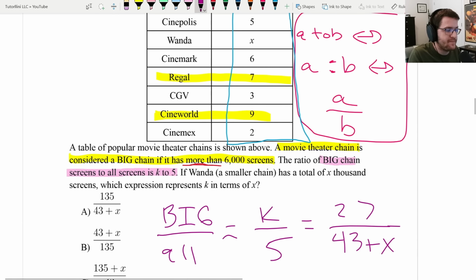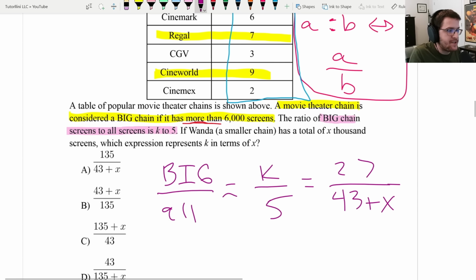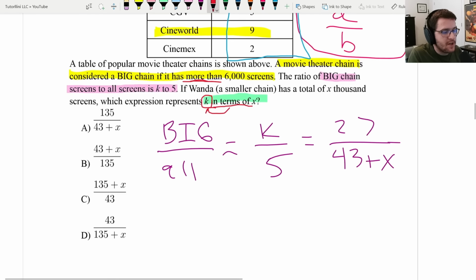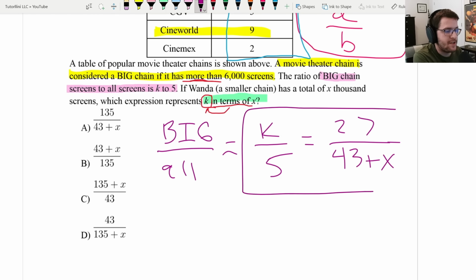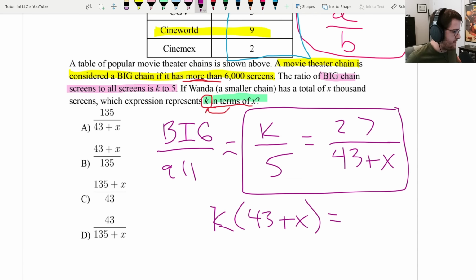Now this question is asking us to get k in terms of x. So look at what's before the "in terms of." You want to get k by itself, the thing that comes before the "in terms of." So we now have this nice equation here that we can cross multiply. So I'm going to do k times 43 plus x is equal to 27 times 5. What is that? 135.